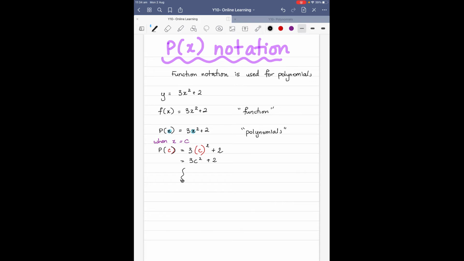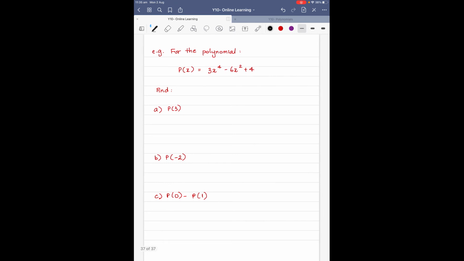So what this means is c is substituted for x in the polynomial. Let's do an equation just to drill this concept in.